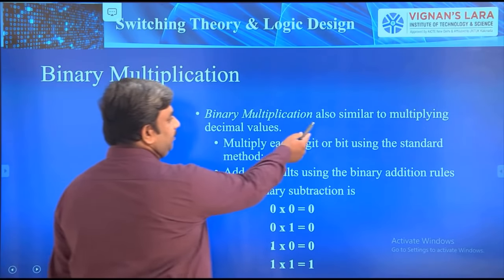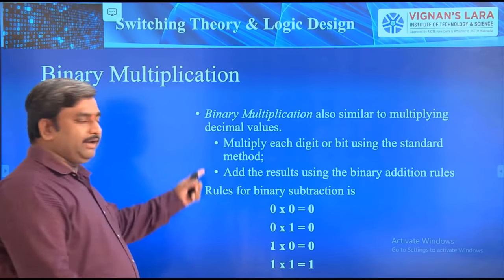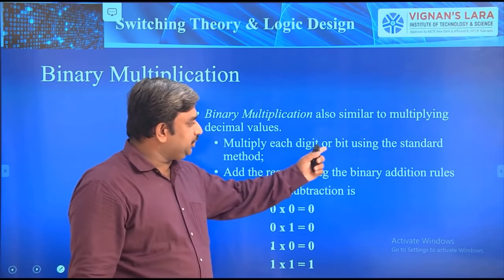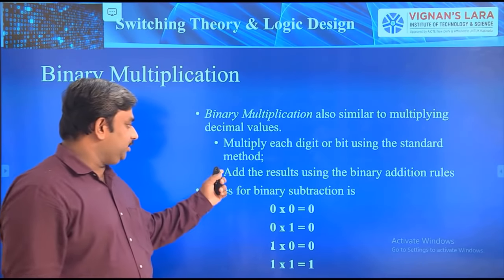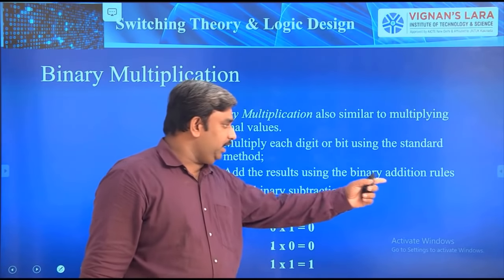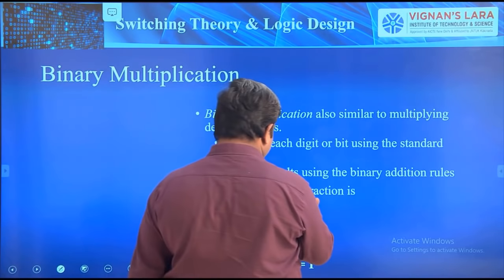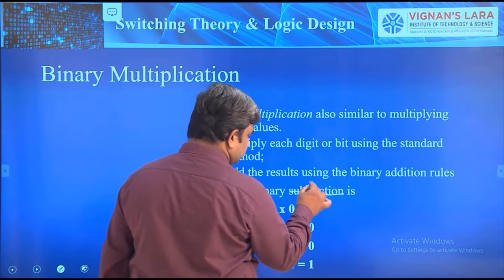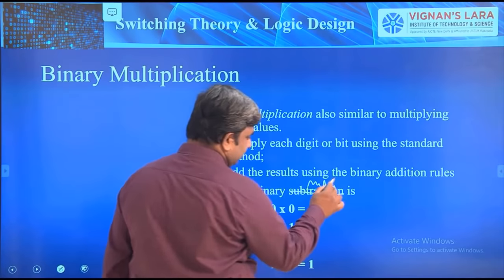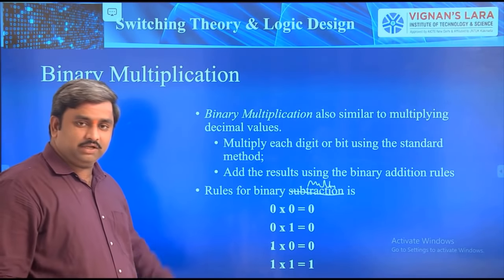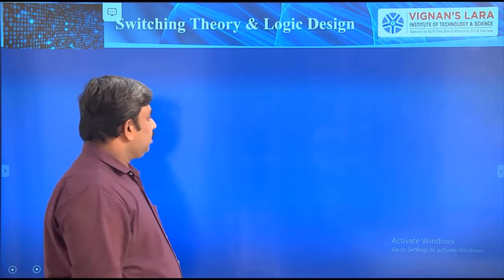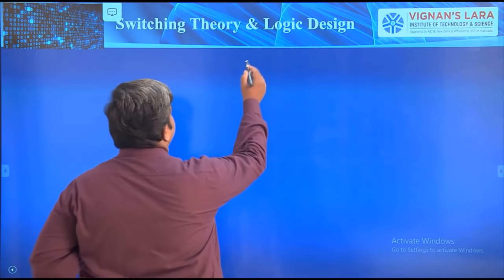Binary multiplication is also similar to multiplying decimal values. Multiply each digit or bit using the standard method, then add the results using the binary addition rules. These are the rules for binary multiplication. So this is not subtraction, this is multiplication. Now we will do one example here.